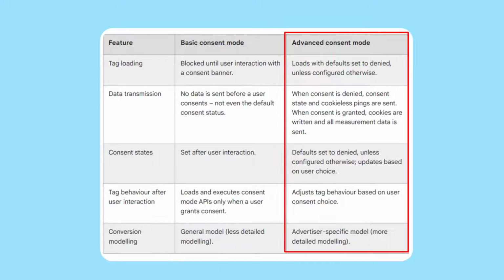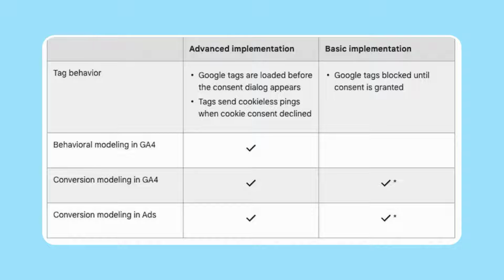And the advanced implementation is the one that gives you the additional model data from Google. The advanced implementation actually works the same way as the original Consent Mode V1, where anonymous pings are sent to Google. And you'll hear many different names for this. You'll hear cookieless pings, anonymous pings. What it essentially means is that, as opposed to usually, when consent is granted, Google will set the cookies in your user's browser.